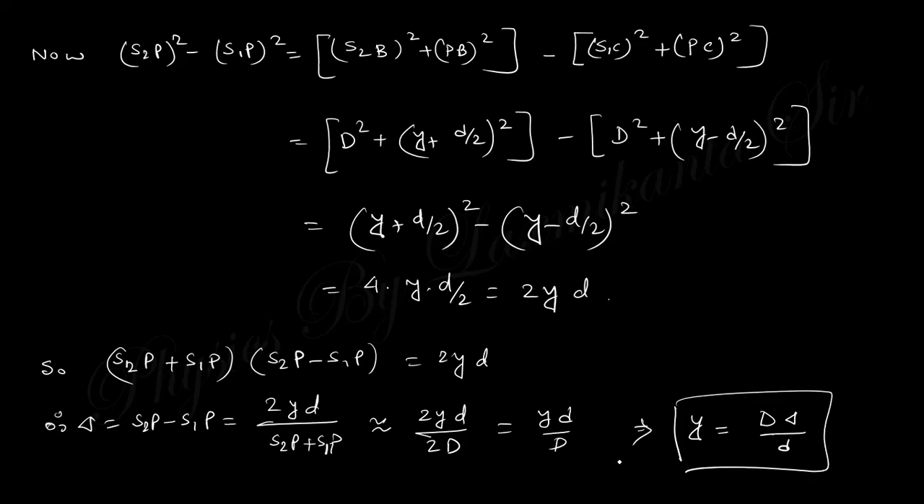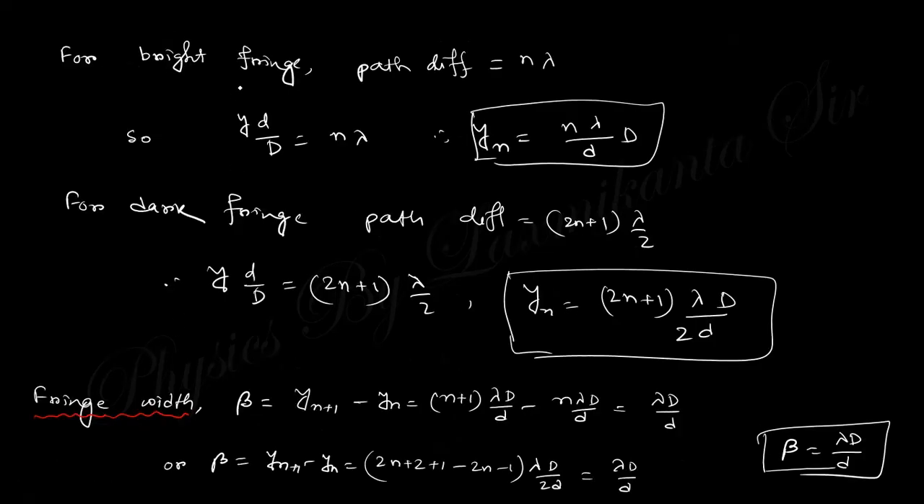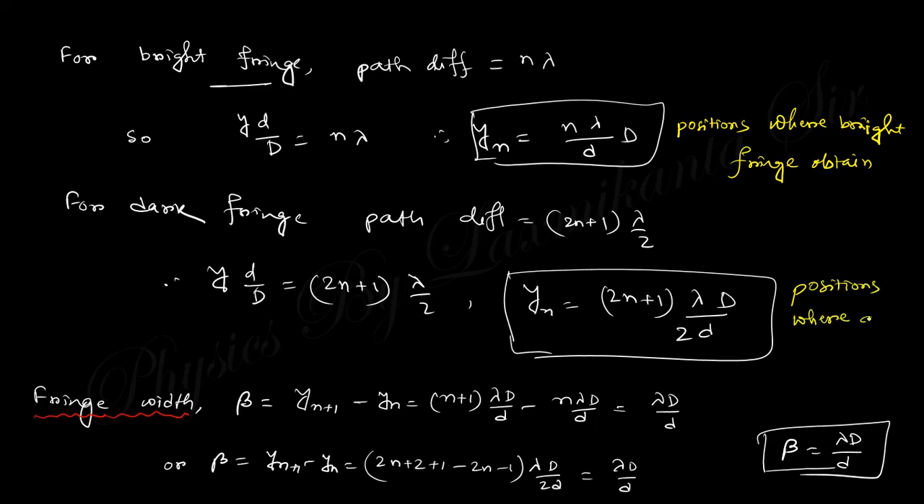So y equals D delta by d, and you know for a bright fringe the path difference is n lambda. So finally you get y_n equals this. This is the position where the bright fringe is obtained, and this is the position where the dark fringe is obtained.